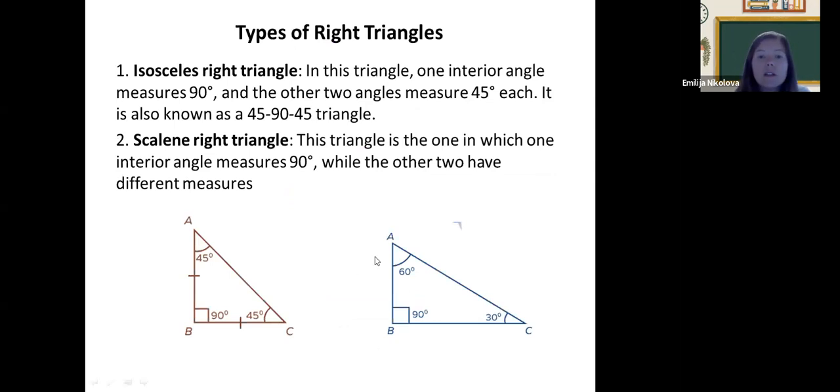So there are different types of right triangles. We are going to talk about isosceles right triangles. This is a triangle in which one interior angle measures 90 degrees and the other two angles are the same, or 45 degrees. It means that the base and the height of the triangle have equal length. So for example, here, if the length of this side is 1 and the other one is 1, we can find how much is the other side, but we'll talk about that later.